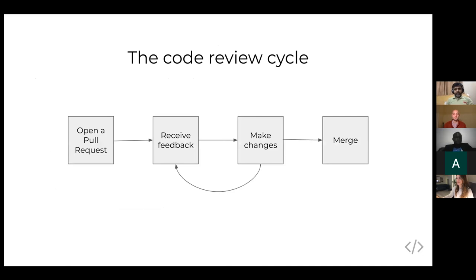The code review cycle, as we also noticed in the first week, which was great, is that you open a pull request, you receive feedback, you make changes, and then it goes back to feedback again. Then again, there could be some questions or comments or further improvements. And eventually, once this loop finishes, the code gets merged to the main branch.